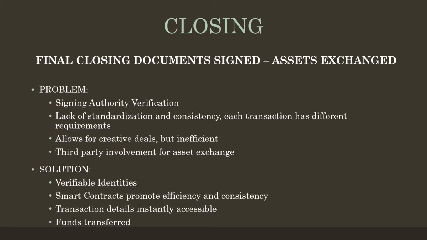Finally, once the buyer and seller have agreed to all terms, all conditions have been met, and funds have been verified, final documents and settlement statements are executed by both parties, and assets and cash are exchanged. In commercial real estate transactions, the buyer and seller are typically business entities or trusts. Verifying the person signing on behalf of the entity or trust is another manual process in which legal documents are exchanged to confirm signatory authority. Settlement statements are typically standardly formatted, but additional documentation varies as each transaction has different requirements. This allows for creative deal structures, but is very inefficient, and again, third parties are heavily involved.